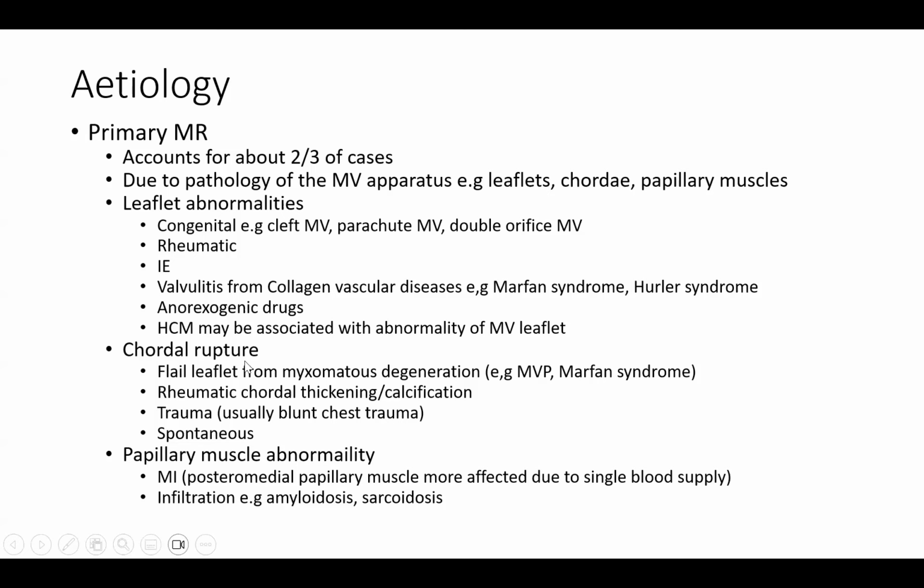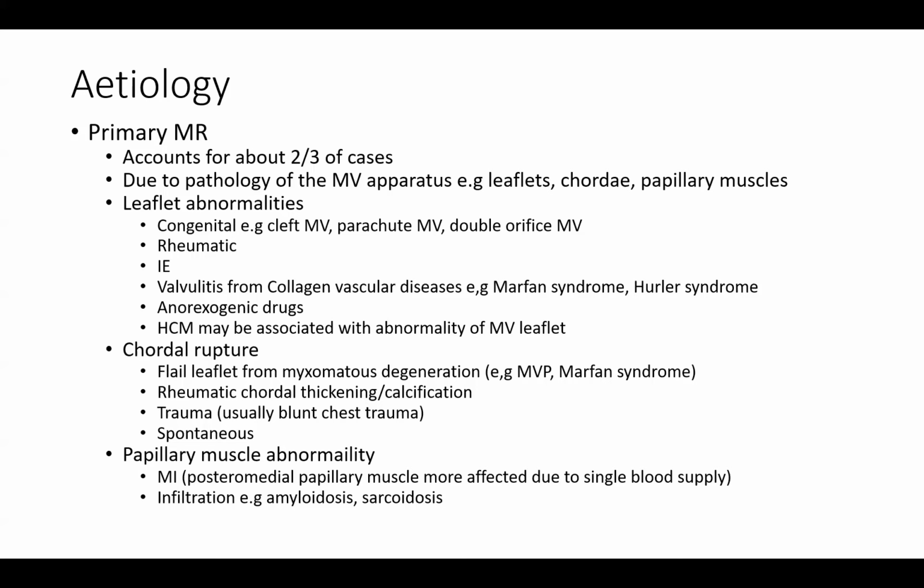So we could have chordal rupture resulting in flail leaflet from myxomatous degeneration in mitral valve prolapse or Marfan syndrome. We could have rheumatic chordal thickening and calcification. It could be from blunt chest trauma or trauma during surgery. So in an attempt to do balloon commissurotomy or balloon valvuloplasty that we saw as treatment for MS, we could cause damage to the leaflets and cause mitral regurgitation, or it could be spontaneous chordal rupture.